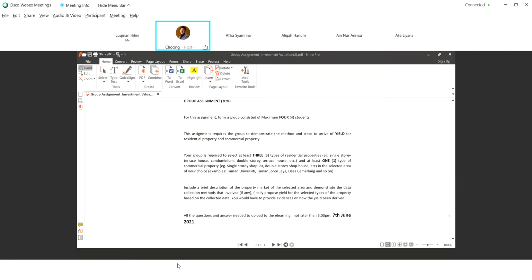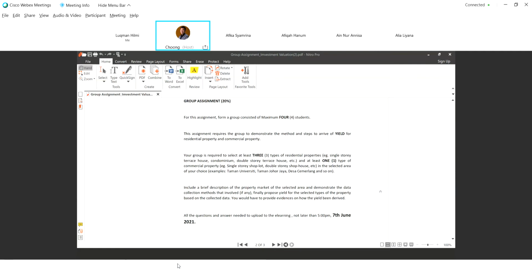So that's the first thing. You can decide your tempat tu, and then you can cari 3 jenis residential property dan 1 jenis commercial property. Lepas tu you kena include memasukkan satu description of the property market di tempat tu. You kena bagi briefing mengenai market di tempat tersebut tu.